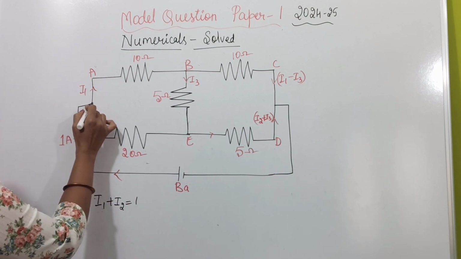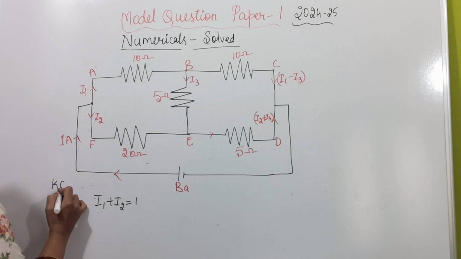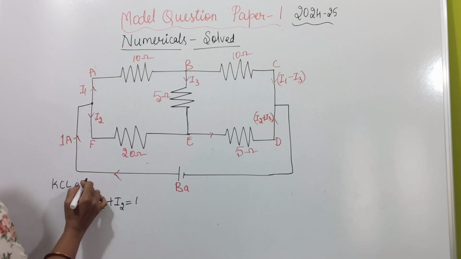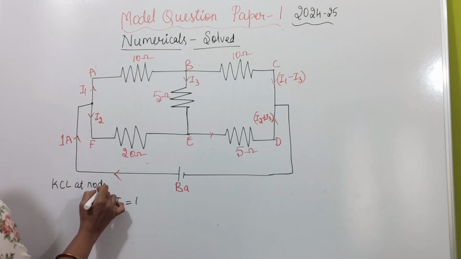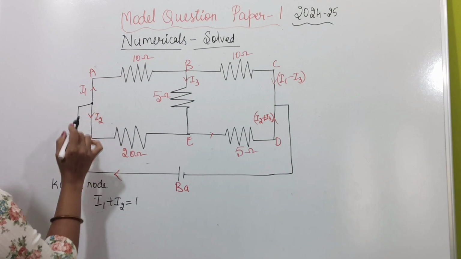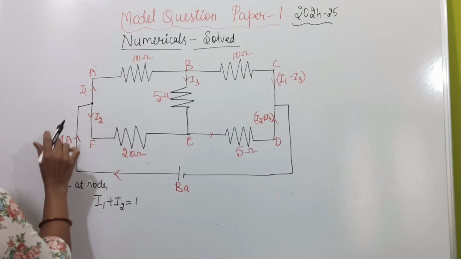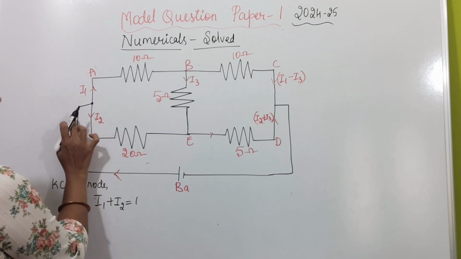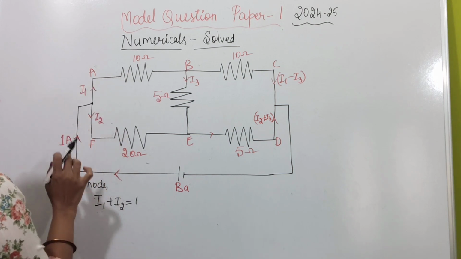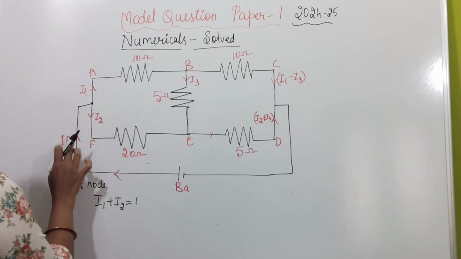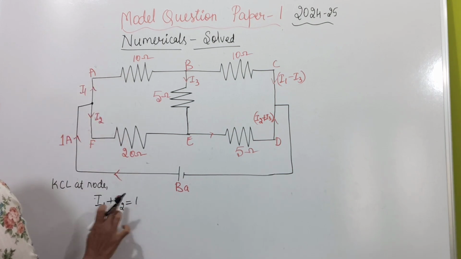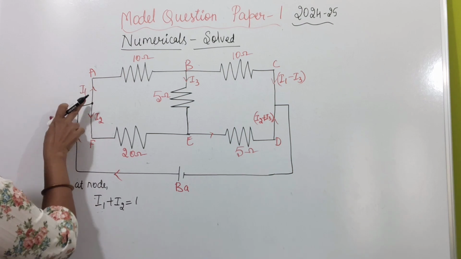So if you apply KCL at this node, the current entering is equal to the current leaving. Which current enters? 1 ampere of current is entering, and that is equal to the sum of the currents leaving.